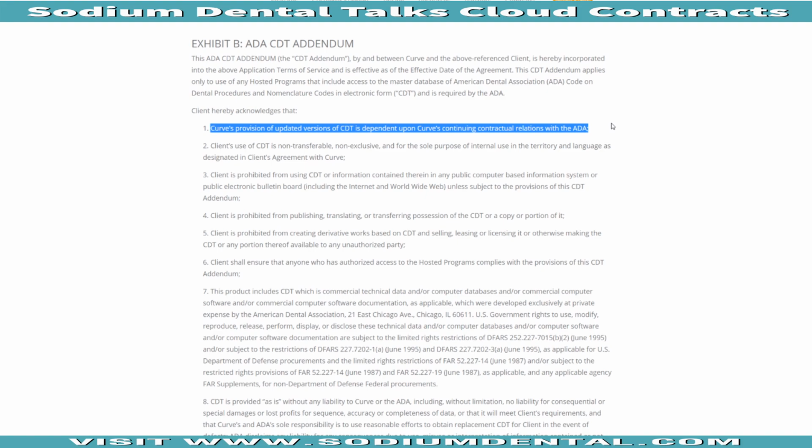So, looking at cloud service contracts, I would look at them very similarly to a lease.